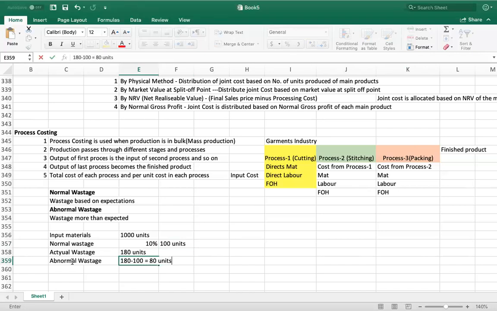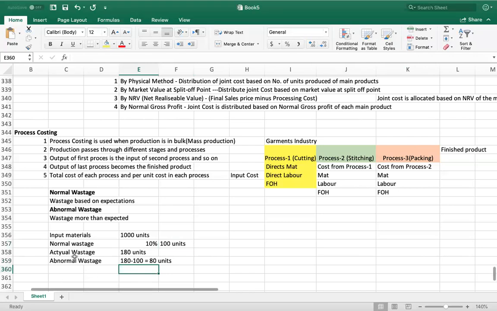Okay, so this 80 units is more than your expectation. You were expecting 100 units, but your actual wastage is 80 units more than your expectation. So this more wastage is known as your abnormal wastage. Okay, is this concept clear? Yes, clear.